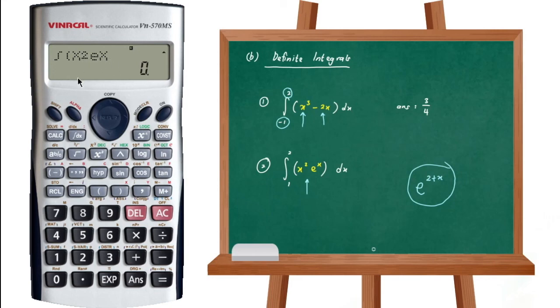Next, we need to include the limits of the integration, which are 1 and 2. To do that, press comma and then press 1 to represent the lower limit, press comma, then press 2 to represent the upper limit of the integration. After that, we press this close bracket button and then press this equal sign to get the result of this integration. So the answer is approximately equal to 12.0598.